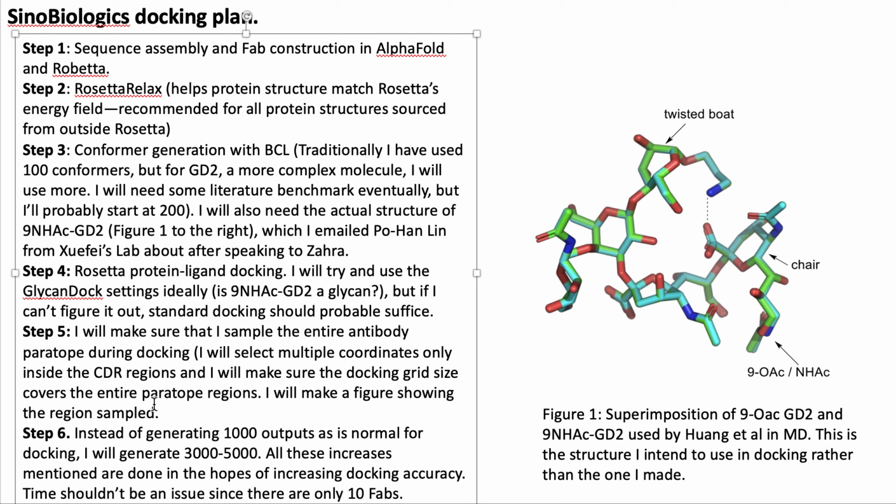And instead of generating 1,000 outputs for Rosetta docking, I'll generate more than that because, again, I want to be accurate. This project sort of demands increased accuracy compared to the COVID one. So probably 3,000, 5,000. And timing shouldn't be an issue here because there's only one ligand, well, two, 9-OAc-GD2 and 9-NHAc-GD2, and there's only 10 structures, so this shouldn't take a lot of time on HPCC.